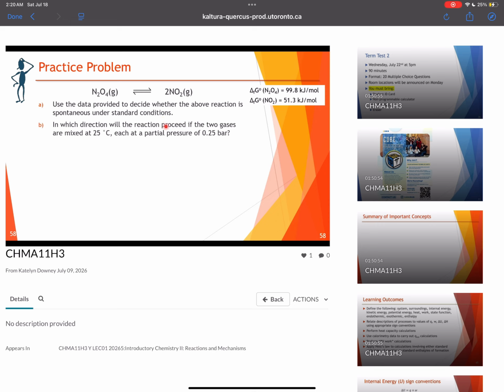And then B, in which direction will it proceed if these two gases are mixed at 25 degrees Celsius and they each have a pressure of 0.25? So here in question B, we're not under standard conditions anymore. I'll give you maybe till 9:34, 9:35 to give this a try, think about how you'd approach this and what you want to be calculating, and then we'll go through it together.